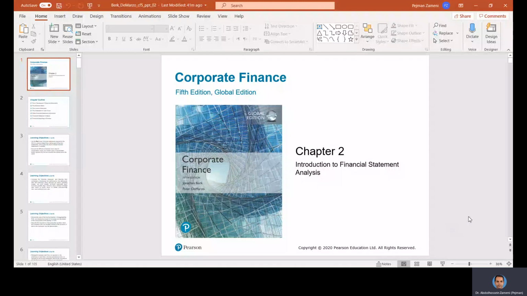Okay, today we're gonna go through the introduction to financial statements and financial statement analysis. And we're gonna see how we can analyze the performance of companies and how to produce financial statements.